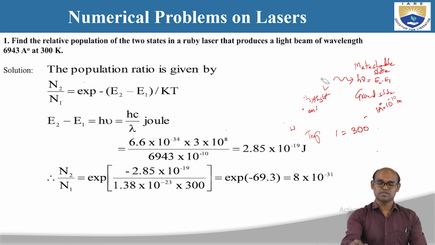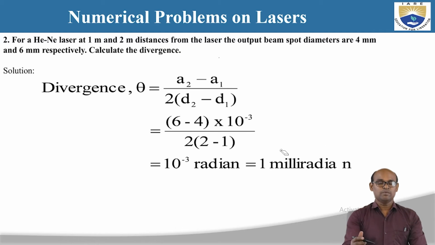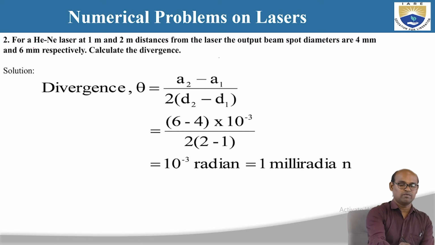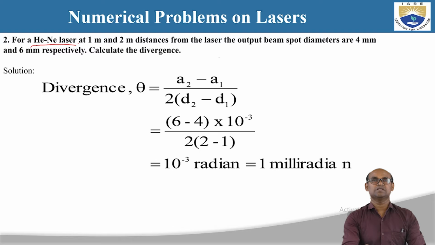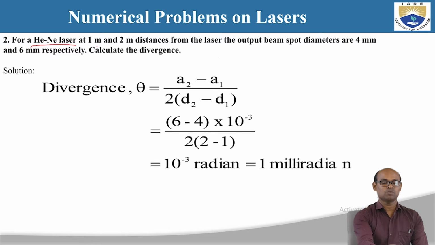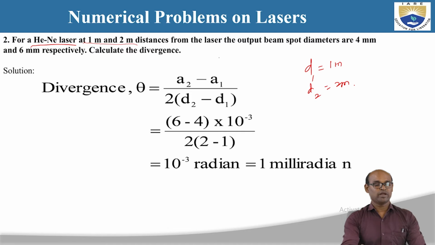Let us look into the second problem on lasers. The second problem is for a helium neon laser. They have given two distances: D1 is 1 meter, D2 is 2 meters. So for a helium neon laser at 1 meter and 2 meter distances from the laser, the output beam has two diameters.